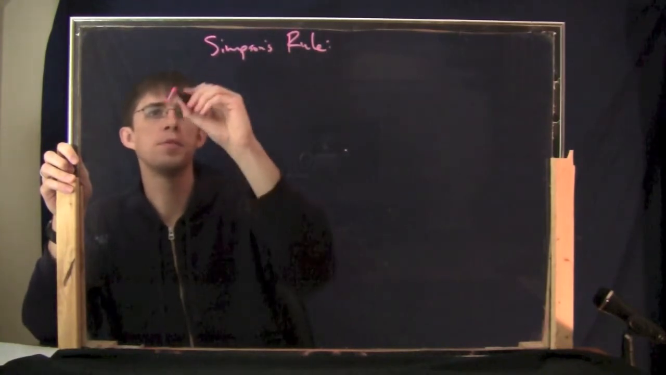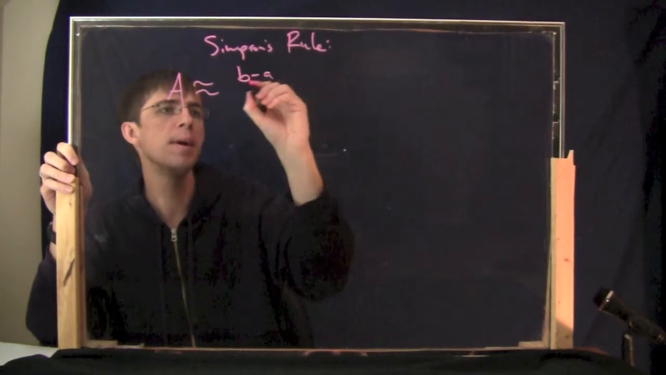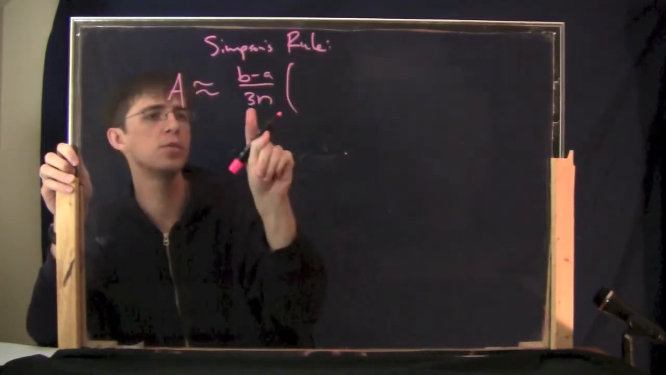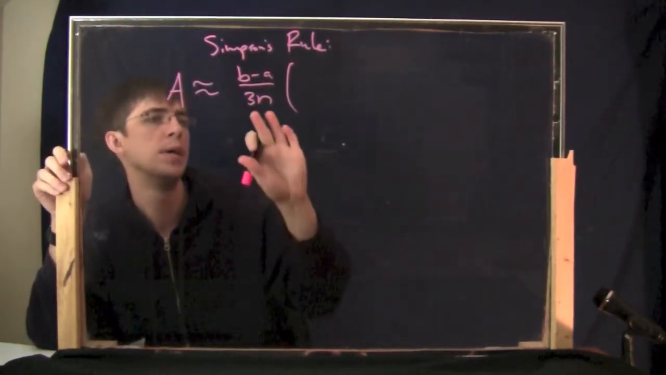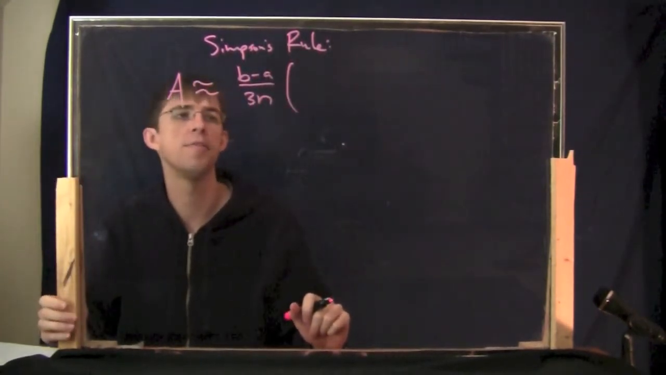All right, here's the formula for Simpson's Rule. The area under the curve is approximately (b minus a) over 3n. Here's one difference from the trapezoid rule. In the trapezoid rule, we had (b minus a) over n in the front. In Simpson's Rule, it's (b minus a) over 3n.